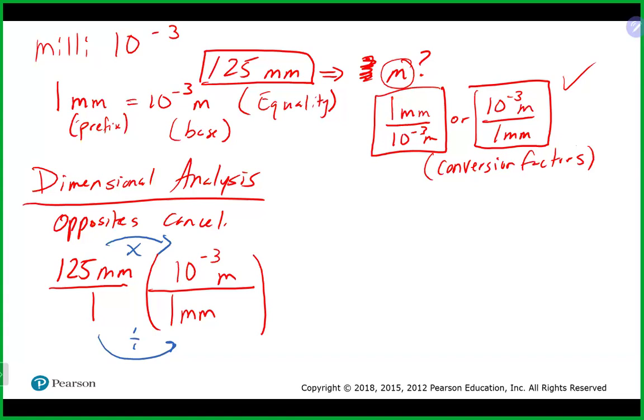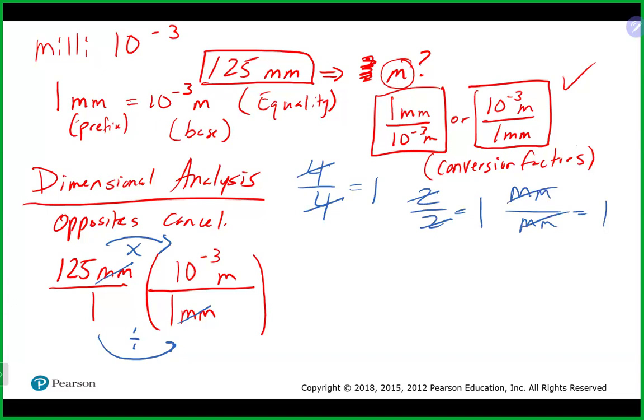Now, how does this actually work? Well, what's going to happen to our units is this. The millimeters on top and the millimeters on the bottom are actually going to cancel each other out. It is no different than if I were to ask you, if you had 4 divided by 4, what does that equal? 1. Same on the top, same on the bottom, equals 1. If I have 2 divided by 2, it equals 1 as well, right? So it works the same way with units. What we're essentially doing is taking millimeters on top divided by millimeters on the bottom. Those guys cancel out to 1.